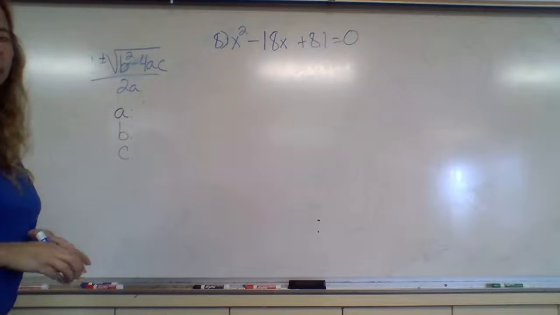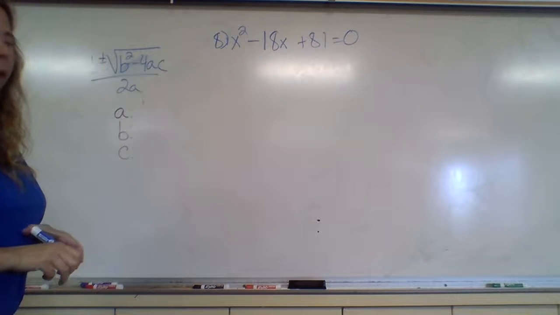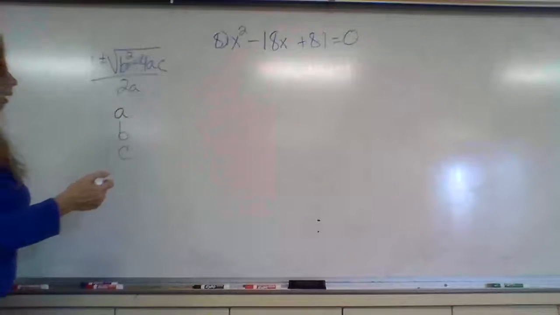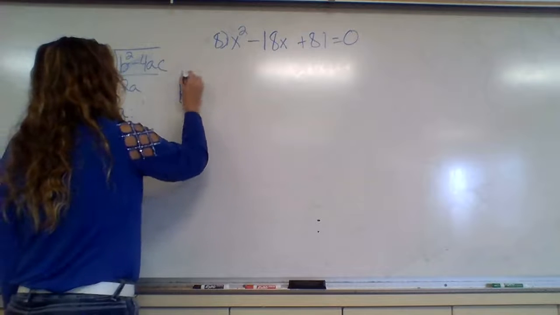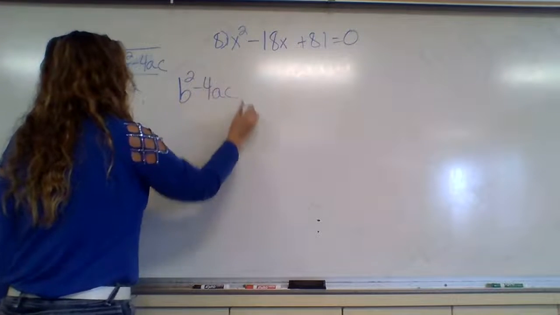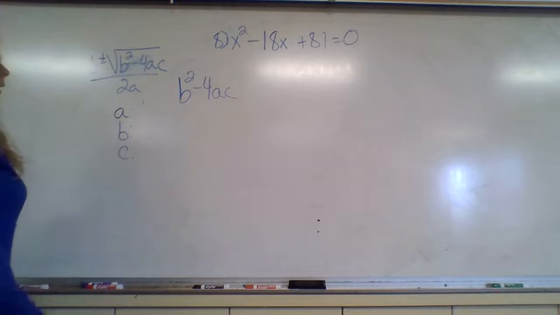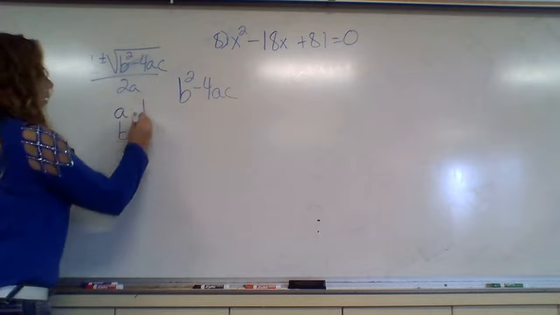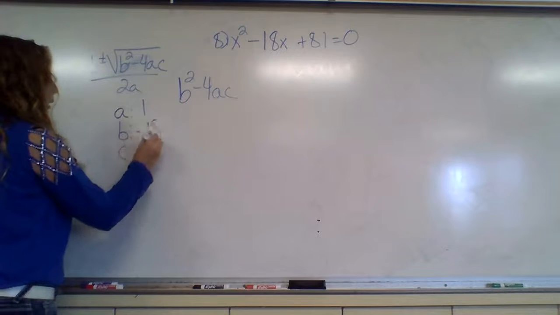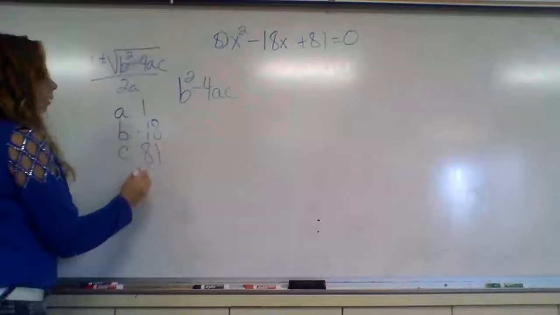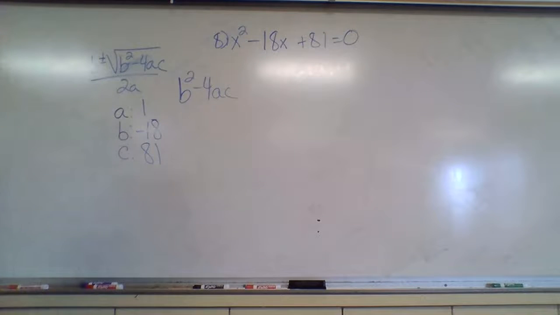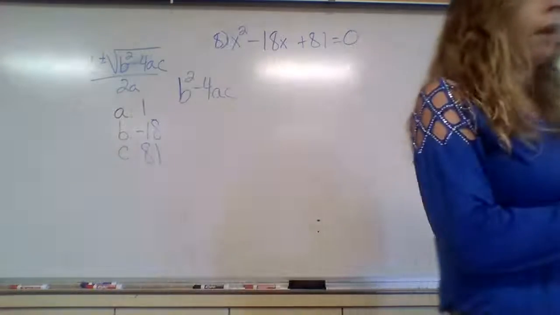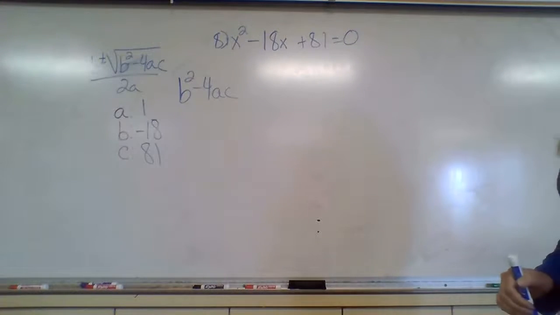Okay, so same thing. You're classifying the roots and finding out how many of them there are. So you're going to use the discriminant, which is b squared minus 4ac. So go ahead and find out your values for a, b, and c. A is 1, b is negative 18, and c is 81. Now that you know that, substitute them in and solve for your discriminant to figure out if you're going to have real or complex roots.